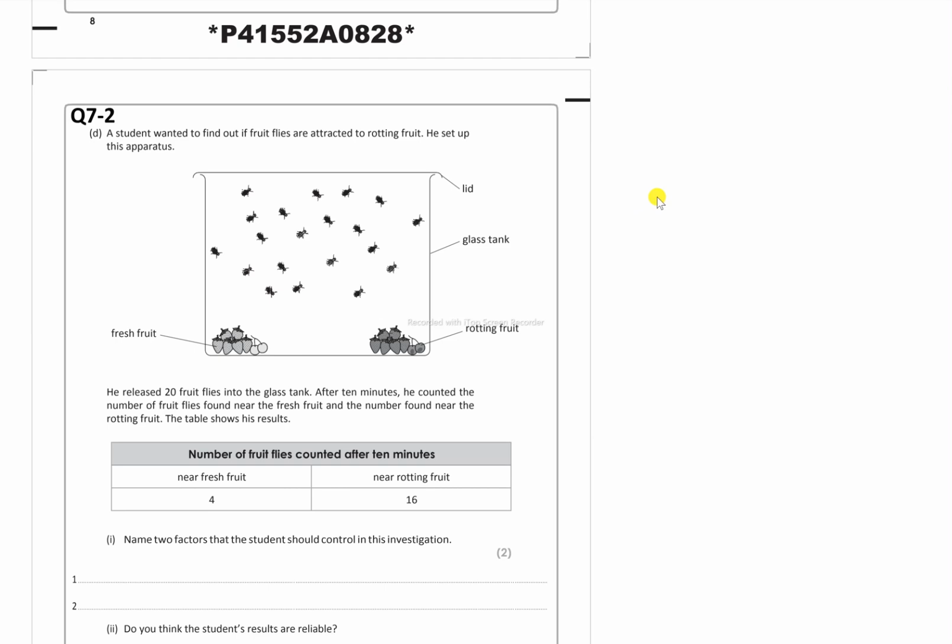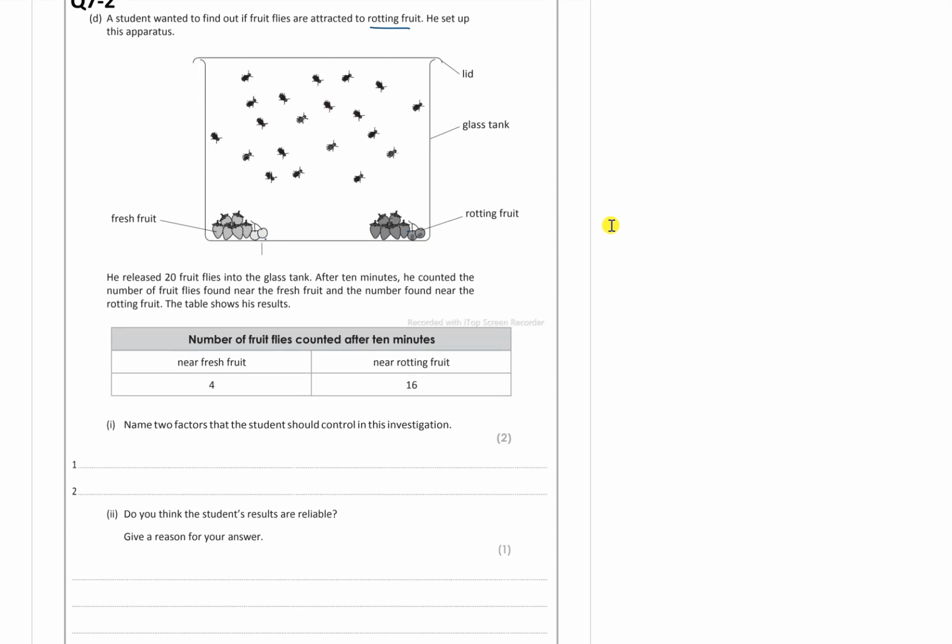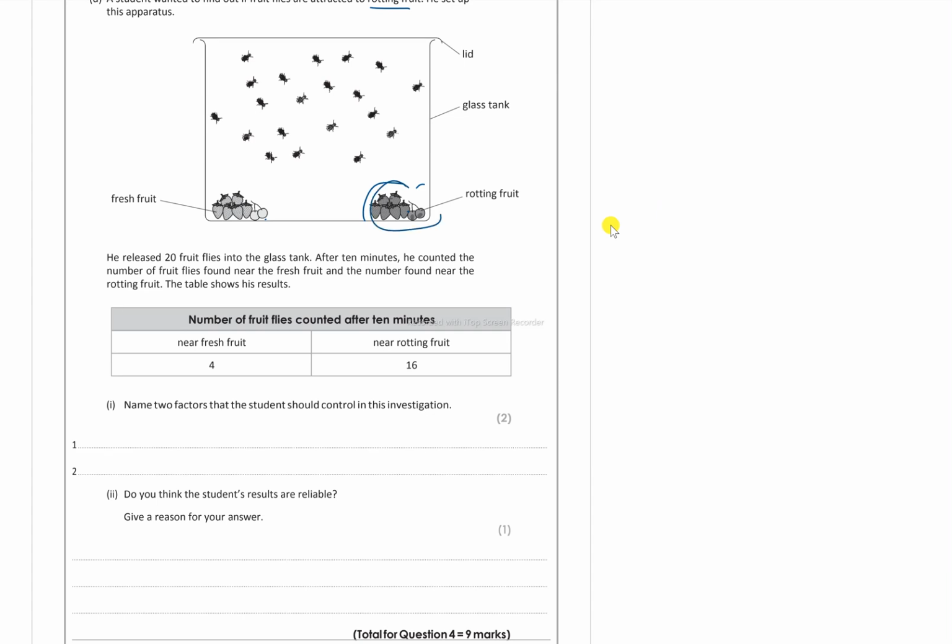So a student wants to find out if fruit flies are attracted to rotting fruit. He sets up this apparatus: rotting fruit, fresh fruit, lid, glass tank, and you've got flies. He released 20 flies. After 10 minutes, he counted the flies near here and flies near here. Near the fresh fruit, there's only 4. Near the rotting fruit, there's a lot more. Name 2 factors that the student should control.